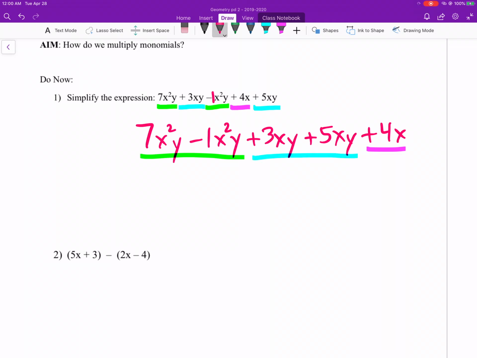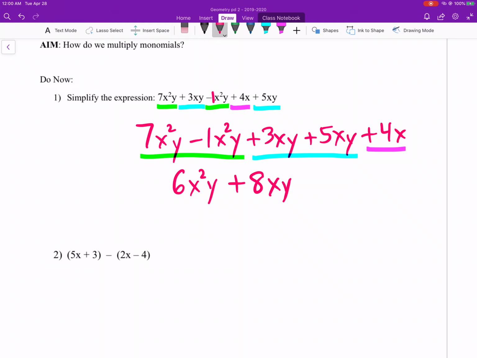So remember what we do when we identify our like terms, that's a big step. Now you just add or subtract the coefficients. And remember, the coefficients are the numbers that are in front of those variables and exponents. So in green here, it's just 7 minus 1, which is 6. And then you just keep the variables and exponents. So 6x squared y. And now we have 3xy plus 5xy. So that's really just 3 plus 5, which is 8. And then you keep the xy.